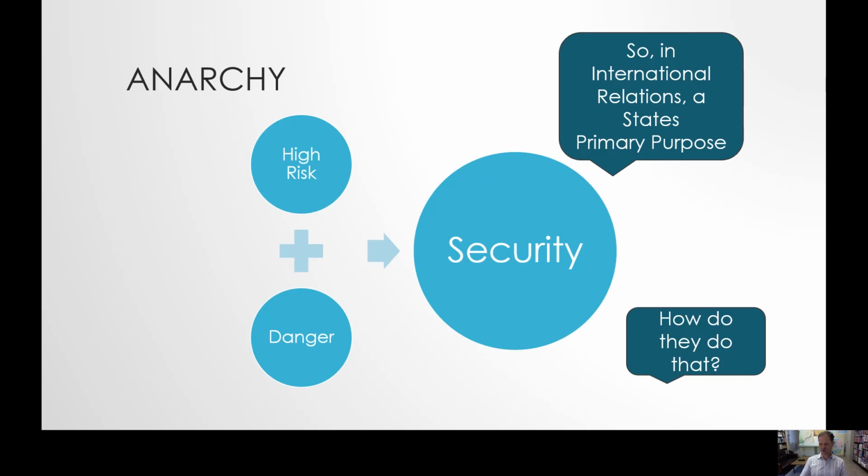So what does this mean for us? Well, it means, of course, we have high risk and we have danger. And this means that our states want security. So in international relations, a state's primary purpose is security. Now, of course, this takes us to a very important question, which is how do they do that? How do states get this security? That we will talk about in another short lecture.